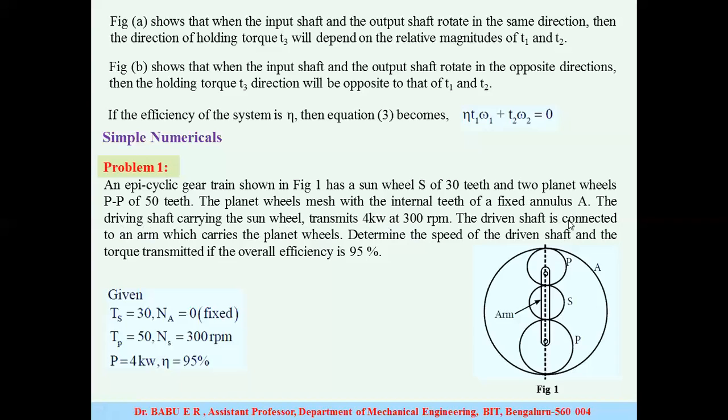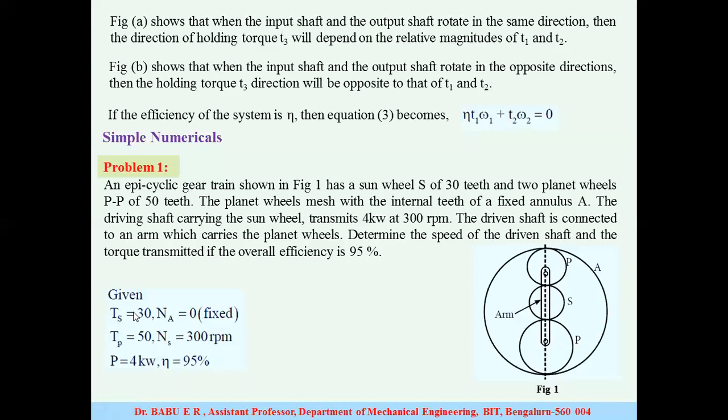The driven shaft is connected to an arm. The arm is connected to the driven shaft, which carries the planet wheels. Determine the speed of the driven shaft. You have to find out the speed of the arm, and the torque transmitted if the overall efficiency is 95%. So this is the given problem, and the diagram also is given.